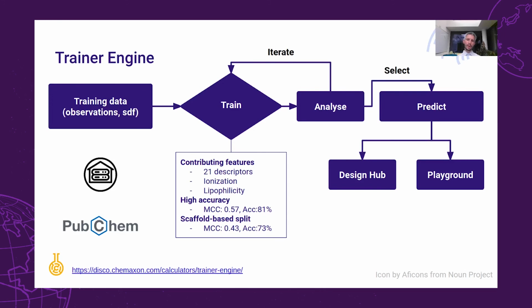So to summarize, during training, we identified the most important contributing features. We named ionization and lipophilicity as being the most important parameters that can be controlled. With random splits, we achieved high accuracy with 81%, and with scaffold splits, we also generated a meaningful model for novel molecules. After selecting this model, this can be integrated into your design environment, and this can be used for prospective predictions in Design Hub or in our Playground interface. But Trainer Engine also offers batch calculation using an SD file.